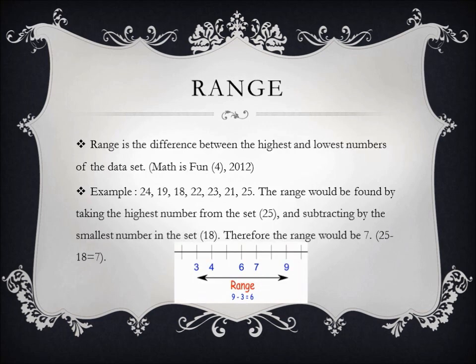Range. Range is the difference between the highest and lowest numbers of the data set. For example, let's say you receive a data set of 24, 19, 18, 22, 23, 21, and 25. The range will be found by taking the highest number from the set, which is 25, and subtracting the smallest number in the set, which is 18. Therefore, the range in this case will be 7, because 25 minus 18 equals 7.